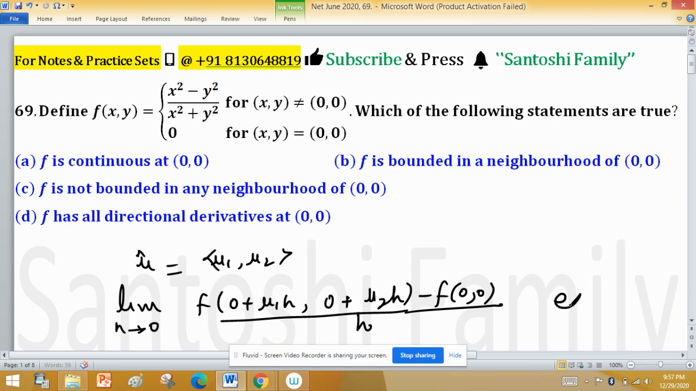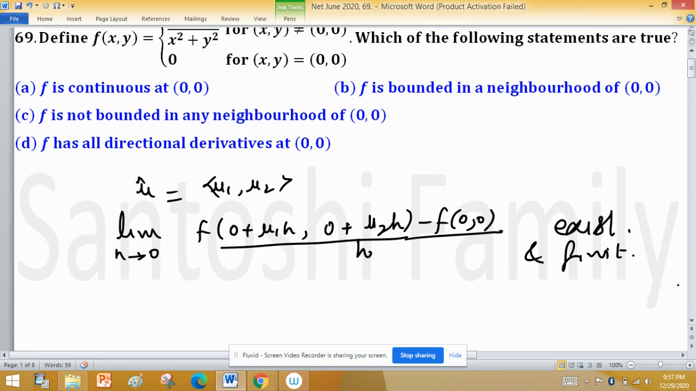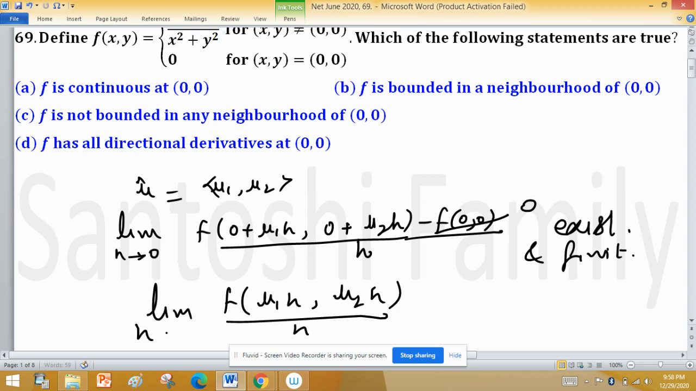If this limit exists and is finite, then the directional derivative exists, because we took u as any unit vector. If this limit exists for all values of u, then all directional derivatives exist, provided this limit is finite. f(0, 0) is given as 0, so there is no need to write f at (0, 0). It means f of (u1 h, u2 h) divided by h, limit h tends to 0.